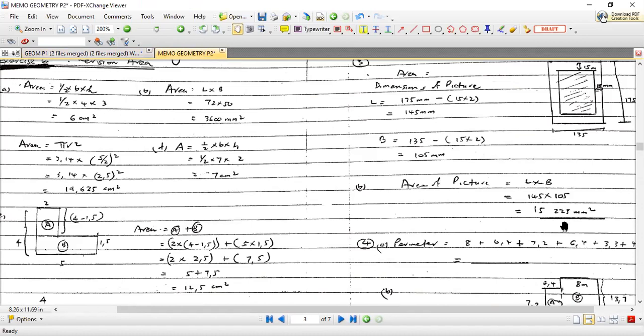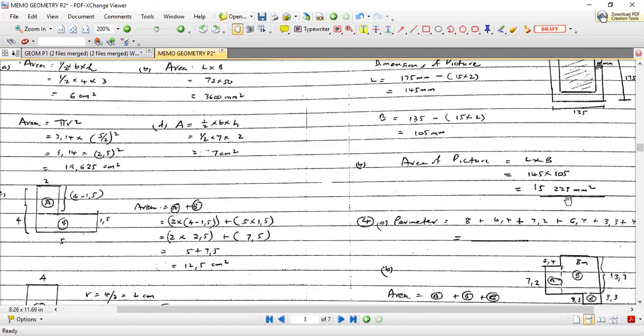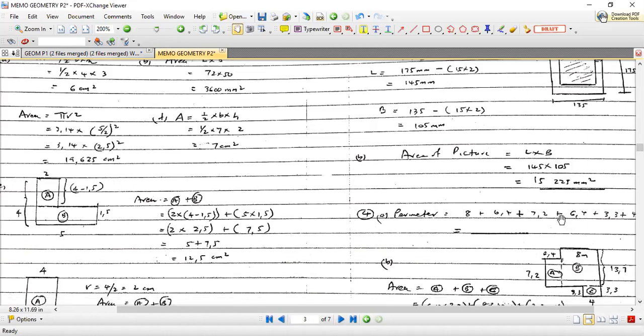A question I want to pose to you. What would be the answer in square centimeters? I need you to think about that. Write that down. What would be the answer for B in square centimeters? And how would you determine that? Convert 15,225 square millimeters into square centimeters. Because sometimes we are required to calculate that and convert our dimensions. Good.